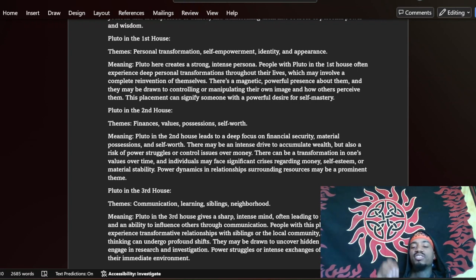transformative relationships with siblings or the local community, and their way of thinking can undergo profound shifts, right? So they may be drawn to uncover hidden information or engage in research and investigations, right? Because you got to remember, power struggles or intense exchanges of ideas can shape their immediate environment. And I didn't put this there as well. The third house in Vedic astrology also rules effort. You understand that shit? It also rules efforts and also rules skills.